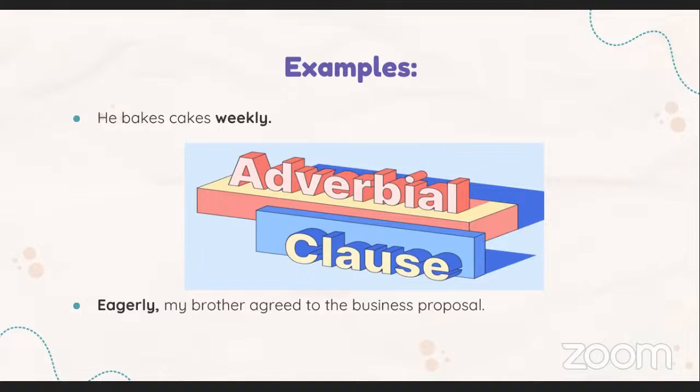An adjective clause is a subordinate clause that is used as an adjective to modify a noun or pronoun. Adjective clauses answer the question which one or what kind, okay? And they are introduced by a relative pronoun such as that, who, whose, and which, or relative adverbs such as when, where, and why.